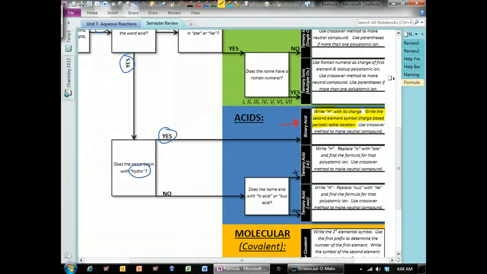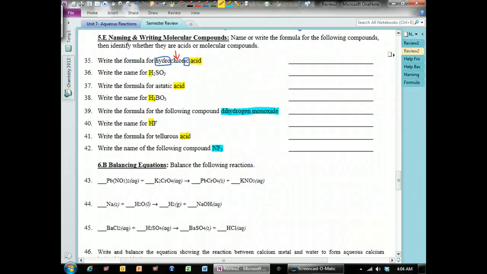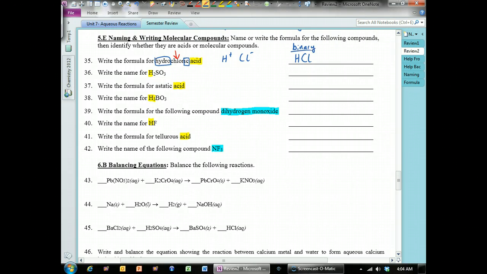It's where we're doing the formula. You use the crossover method. Chlorine has a -1 charge. So it's hydrogen with a plus charge, chlorine with a -1. They cancel out like they are, so one hydrogen will cancel out the charge on chlorine. This is a binary acid because there's only two elements in it. All acids will have hydrogen in them, and the other element is chlorine.